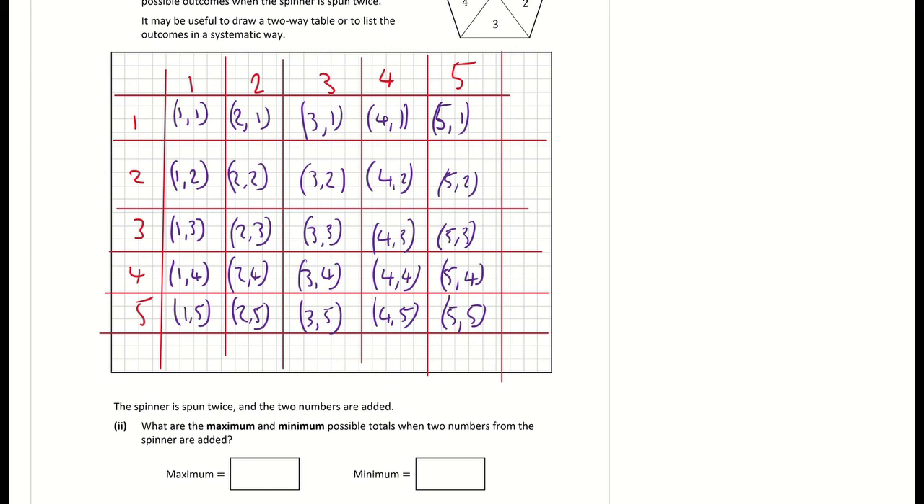Part 2, what are the maximum and minimum possible totals when two numbers from the spinners are added? So the spinner is spun twice and the two numbers are added. So the maximum value could be this very last one here. It could be a 5 followed by a 5. So when we add our 5 plus 5, I'm getting a maximum value of 10. It also asks for the minimum value. The minimum value would be the very first one here. A 1 on the first spinner, a 1 on the second spinner. So that would be a 1 plus 1, which would give me a minimum of 2.